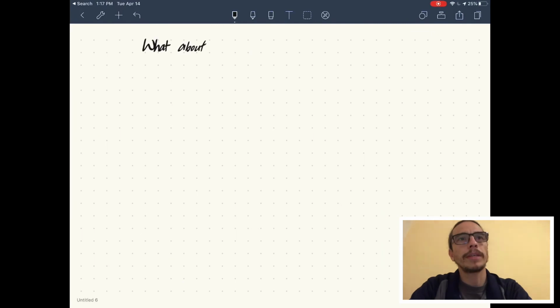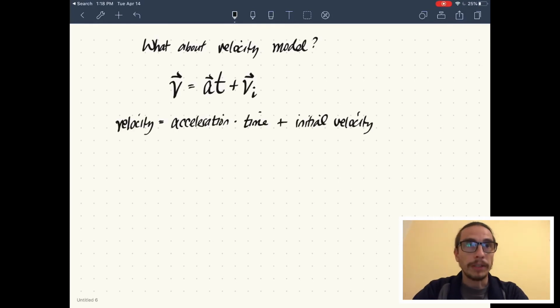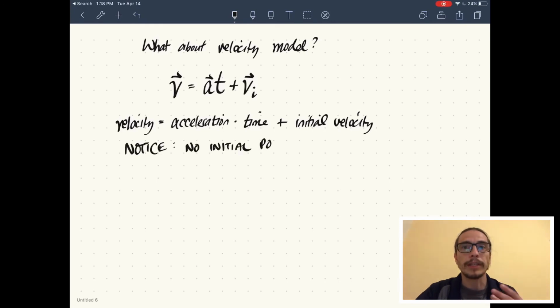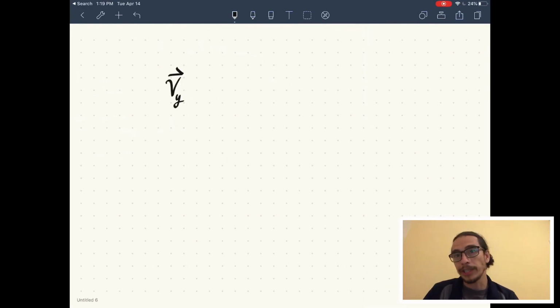What about the velocity model? Well, we have v equals at plus v initial. That's a linear model for velocity. Well, velocity is acceleration times time plus the initial velocity. Notice that there is no initial position at all on this one. That means we can only tell you two things, acceleration and initial velocity.